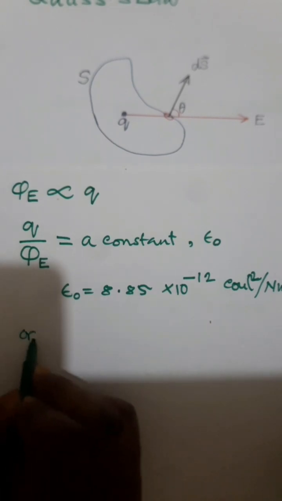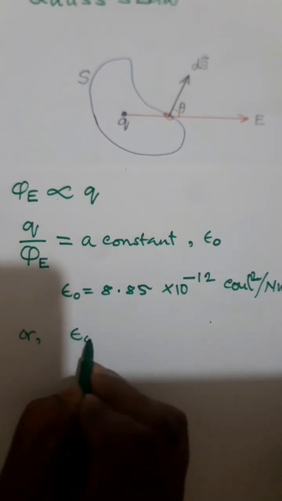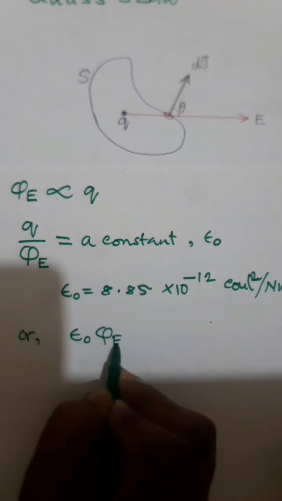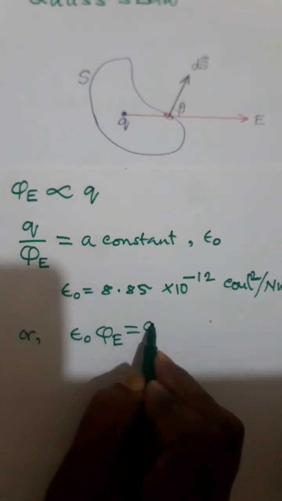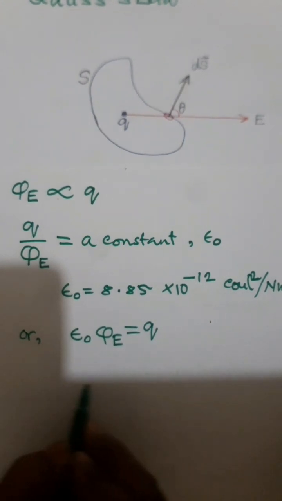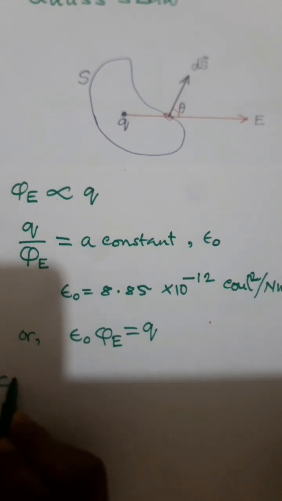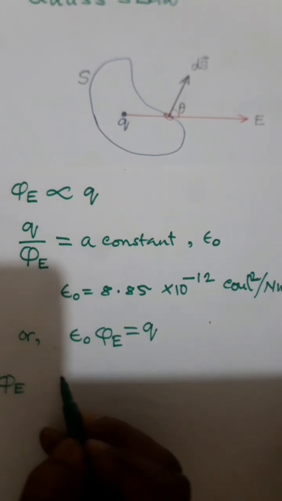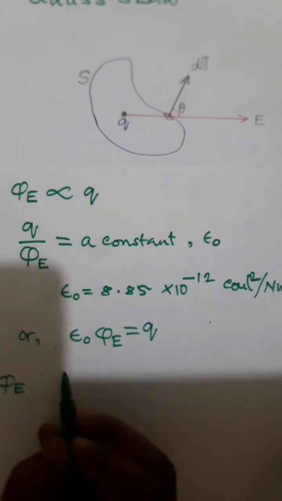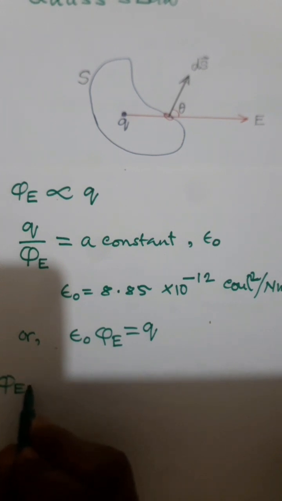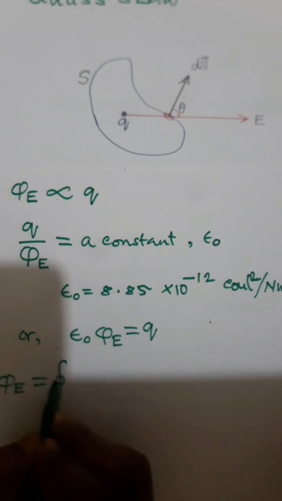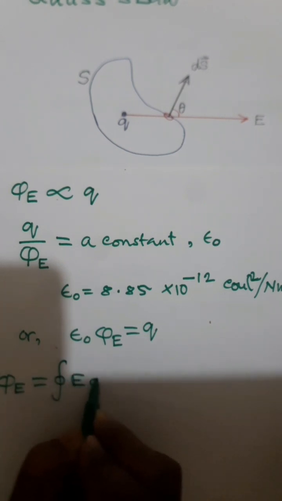Or epsilon naught phi E equal to Q. This is Gauss's law. Phi E is the surface integral of the electric field over the closed surface. That is, phi E equal to closed integral E dot ds.